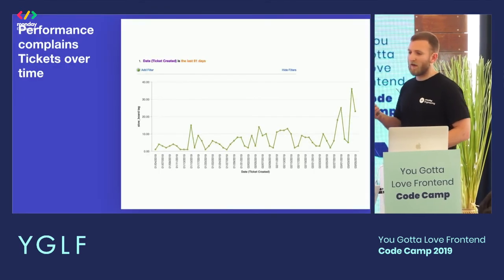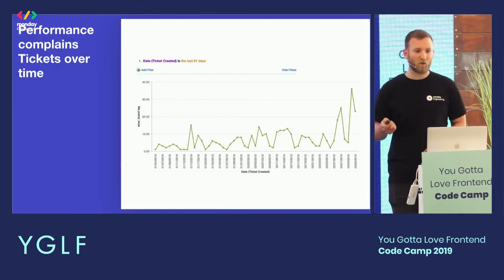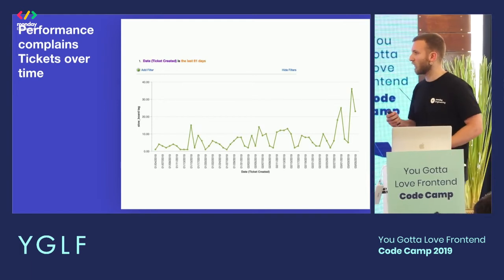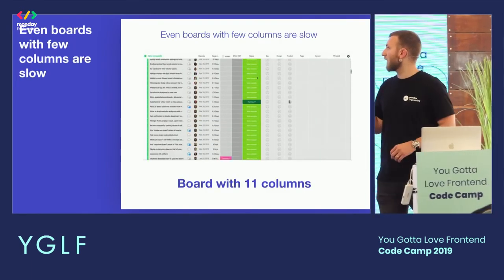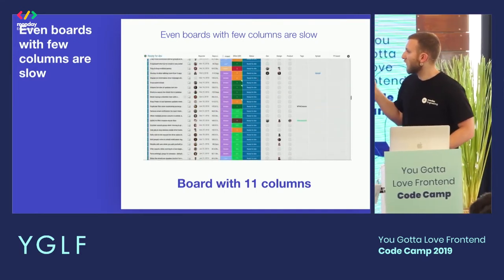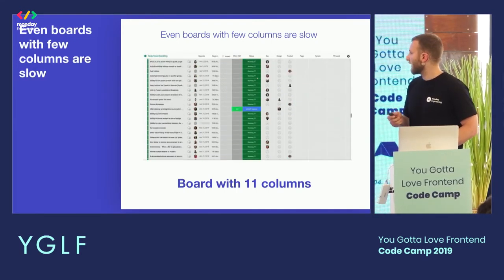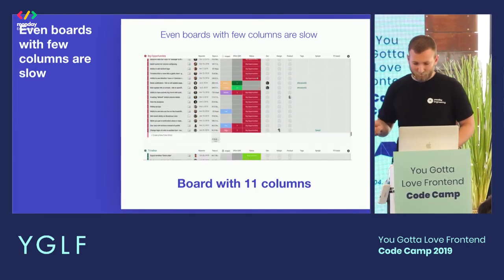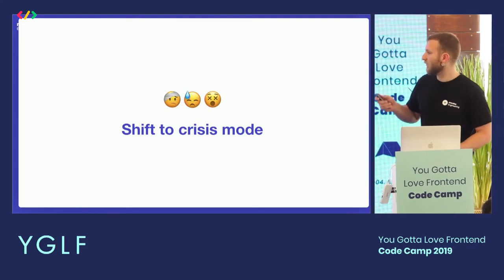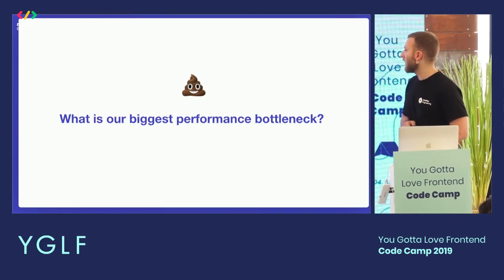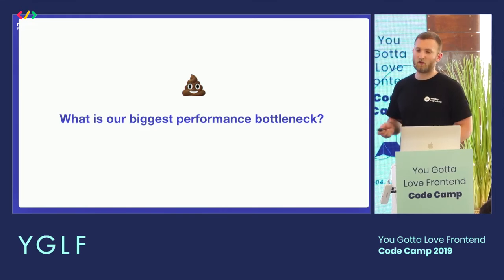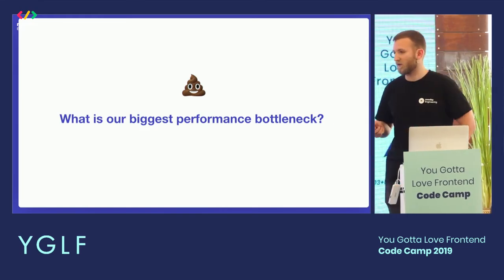But as we saw, we started to get a lot of complaint tickets about the performance, not only for boards with a lot of columns. For example, this board has only 11 columns, and the scroll is not good enough for us. So we shifted into crisis mode, and we understood that we needed to find a solution. We started an investigation in order to find the biggest bottleneck in the system.